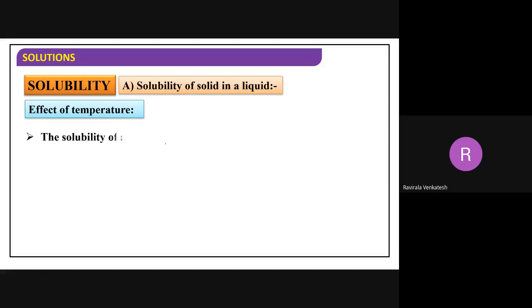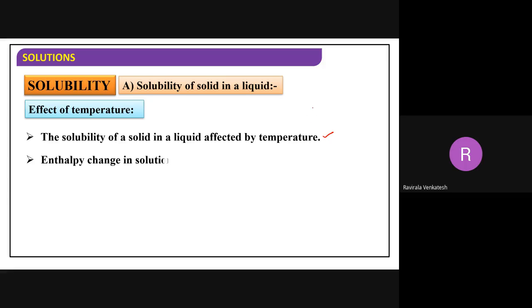Next, the effect of temperature. The solubility of a solid in a liquid is affected by temperature. Everyone knows this: if you heat, solubility will increase. The enthalpy change in the solution is denoted by delta H solution, the enthalpy change for solution. So whenever you are dissolving a salt in water, the effect of temperature we consider in the form of the enthalpy change of solution.